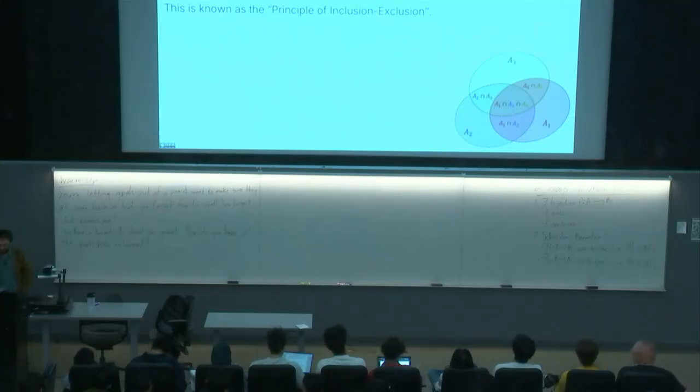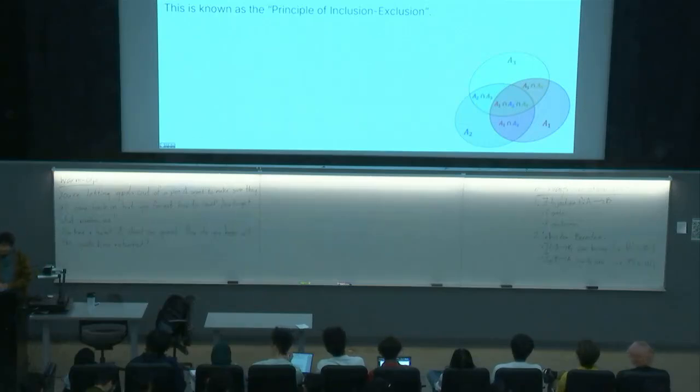Okay? Now we add the individual set sizes. Then we subtract all the pairwise intersections, good, to avoid double counting. But that fixes the double counting problem, but it over-fixes the triple counting problem. So then we need to add these centers back in. That's the principle of inclusion-exclusion.